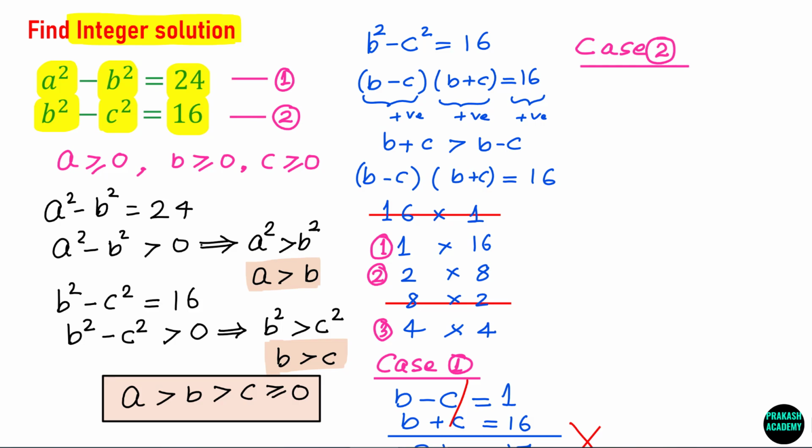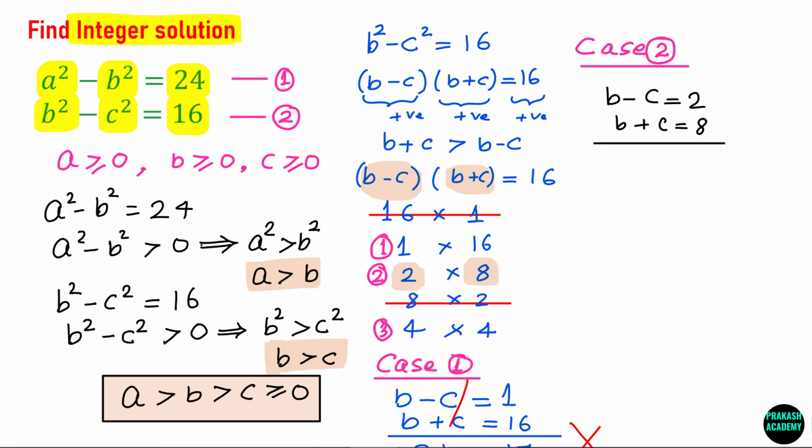What do you have in this case? You have b minus c is equal to 2, and b plus c is equal to 8. Now let us try to solve this.